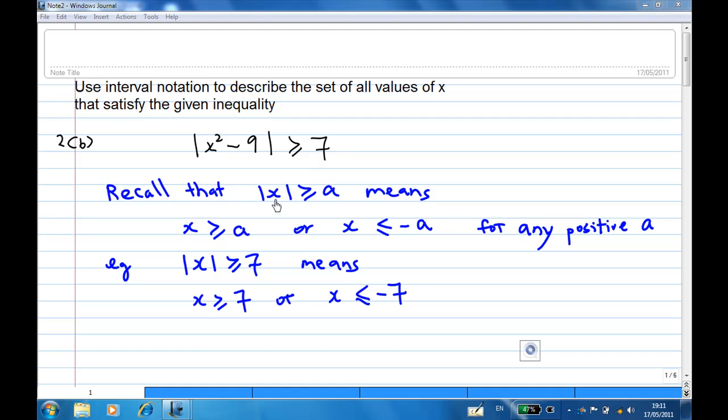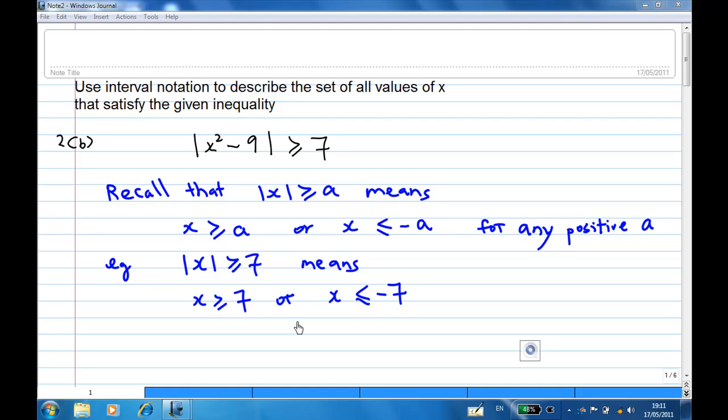Recall that absolute value of x greater than or equal to a means x greater than or equal to a or x less than or equal to minus a, for any positive a. For example, absolute value of x greater than 7 means x greater than or equal to 7 or x less than or equal to minus 7.